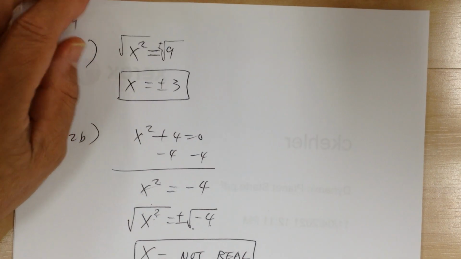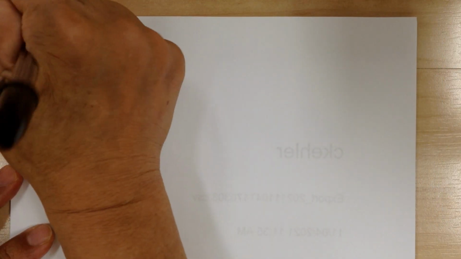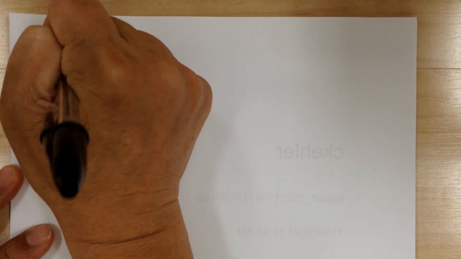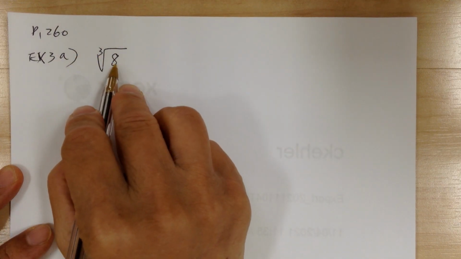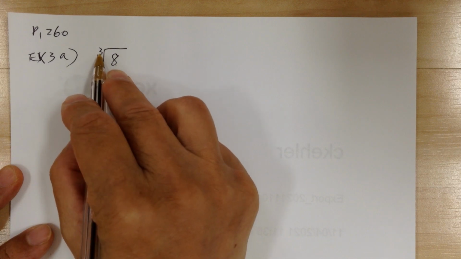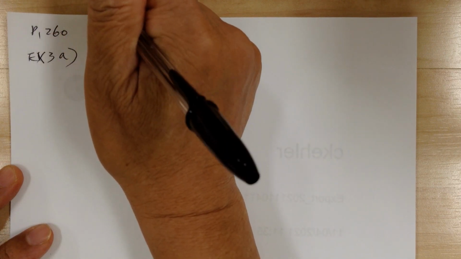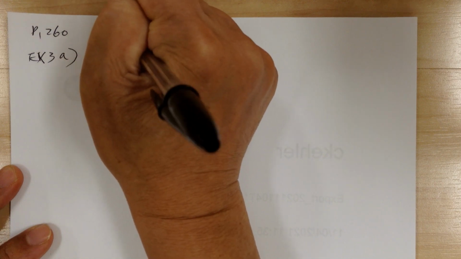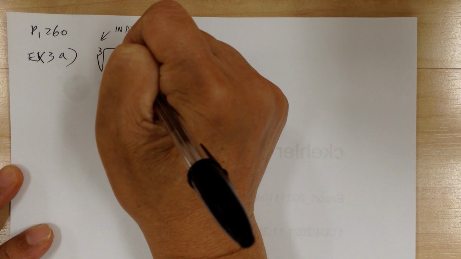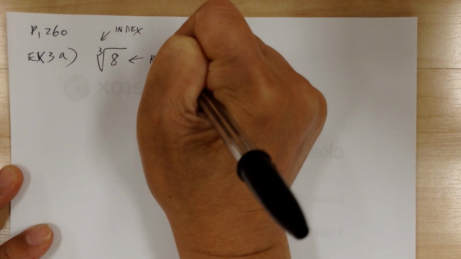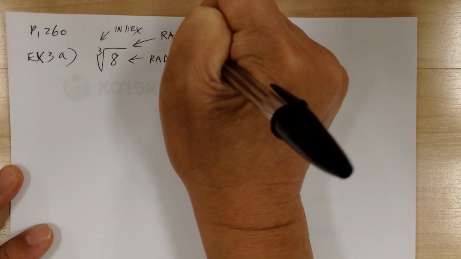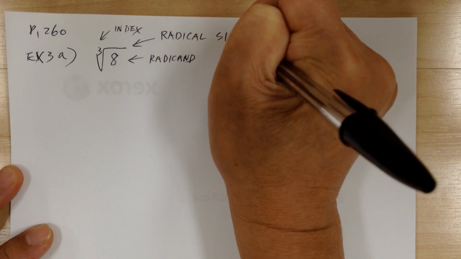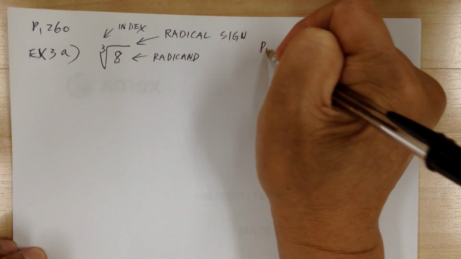Okay, let's go to example 3. Example 3a, you got cube root of 8. So this is called a radicand. This is the index. If you jump ahead to page 261, this is called an index, this is called a radicand, and this is called a radical sign. Again, this is from page 261.